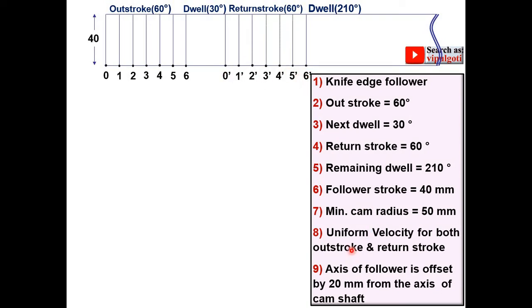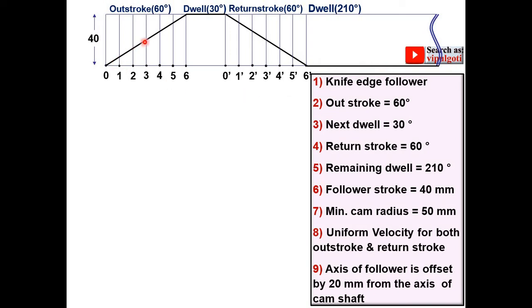Next, here it is given to you as uniform velocity for both outstroke and return stroke. So draw the straight inclined line. So first follower lift, then once again follower returns to its original position. And for the dwell period, you have to draw the horizontal line. So keep in mind that in the examination you have to draw this line only as a dark line.